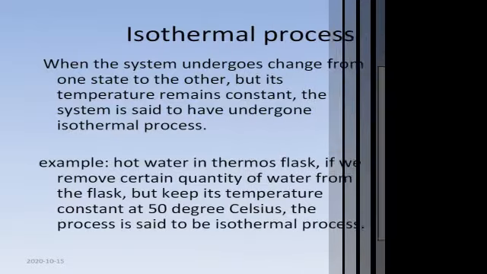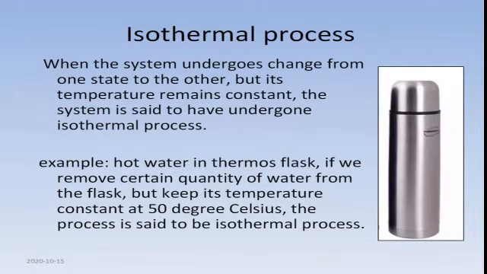Next process is the isothermal process. When the system undergoes change from one state to another, but its temperature remains constant, the system is said to have undergone isothermal process. Example, a hot water in a thermos flask. If we remove certain quantity of water from the flask, but keep its temperature constant at 50 degrees Celsius, the process is said to be an isothermal process.